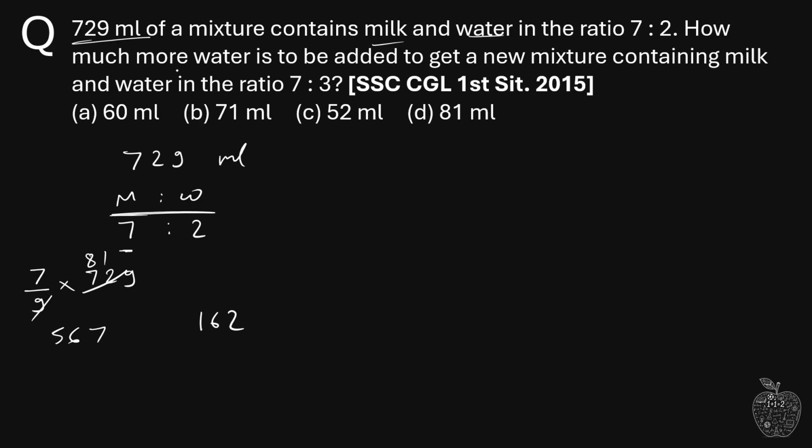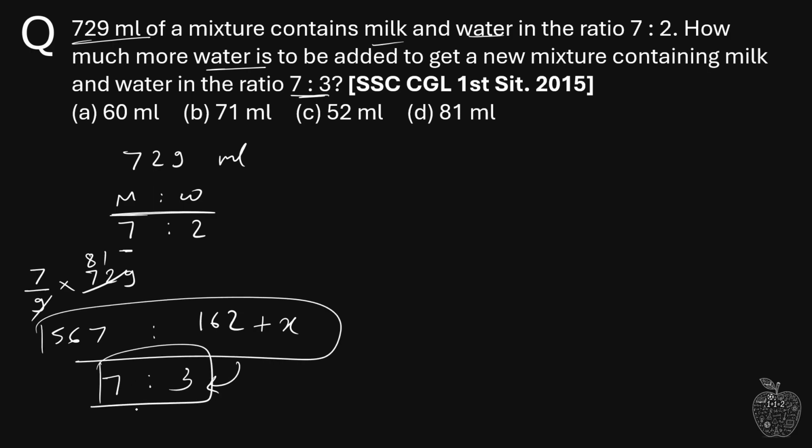Question is telling me how much more water is to be added. So we are adding water here, so the amount of milk remains the same, but we are adding water. So let's say X amount of water is added, and now this is the ratio of the new mixture, which is given as 7:3. So this ratio is the same as this ratio. So I can write it as 567 upon 162 plus X is equal to 7/3.